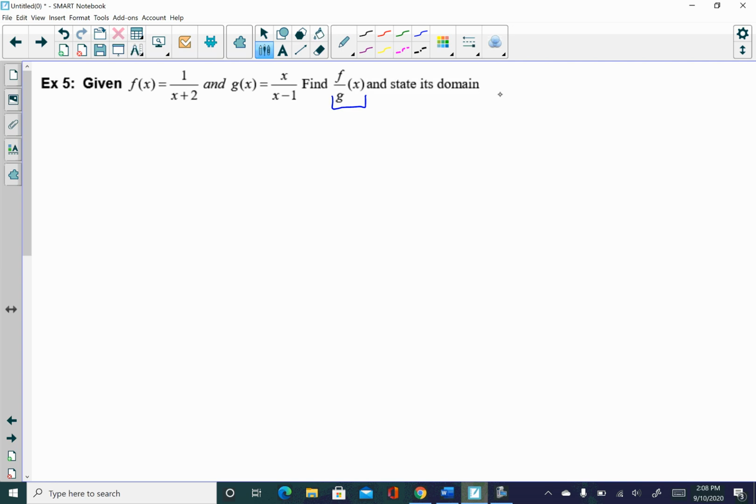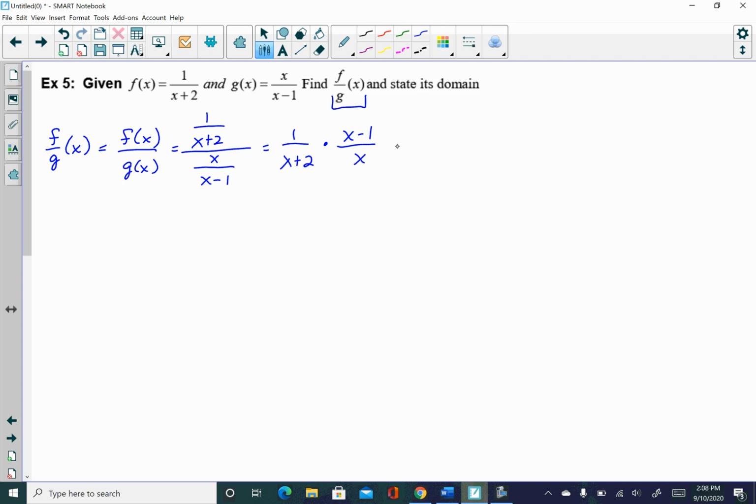So f over g of x. Remember that just means f of x divided by g of x. So in place of f of x, that's 1 over x plus 2. In place of g of x, x over x minus 1. Now, I don't know if you remember how to clean up a fraction within a fraction. The rule is that you copy the top, change it to multiplication, and flip the bottom. So it will look like this. Copy the top, 1 over x plus 2, times, flip the bottom, x minus 1 over x.